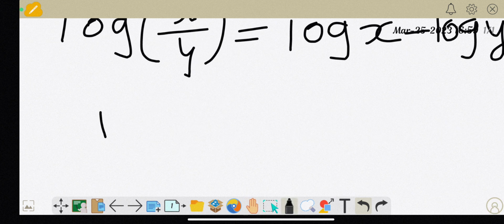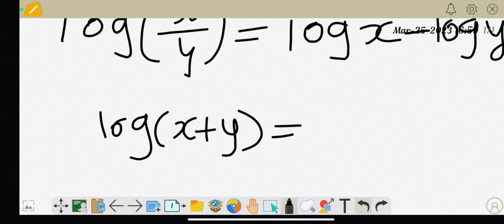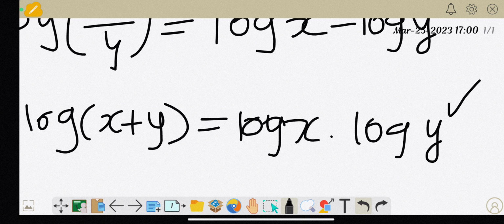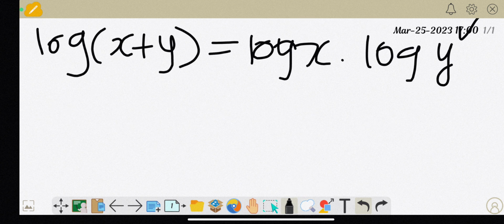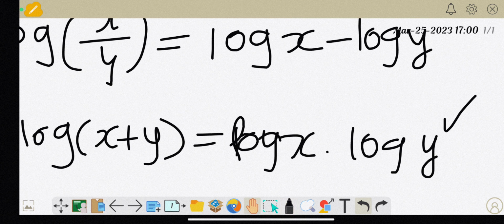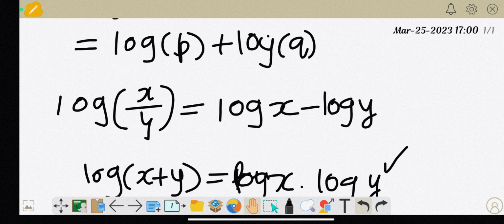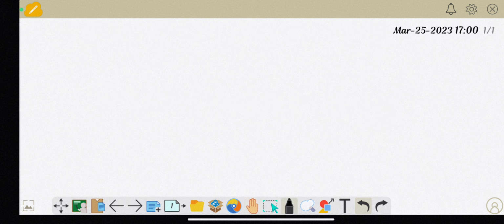And see, log x plus y can be written as log x into log y. This kind of relation we are going to use very rarely. So these are some basic identities, and always remember this.